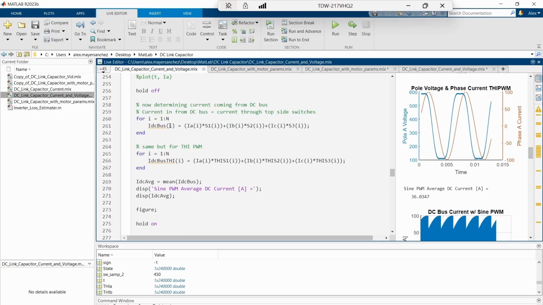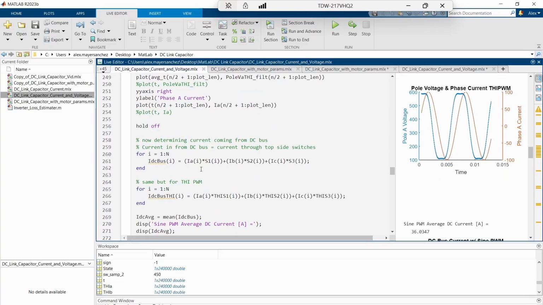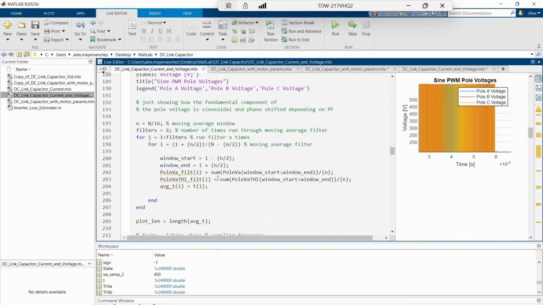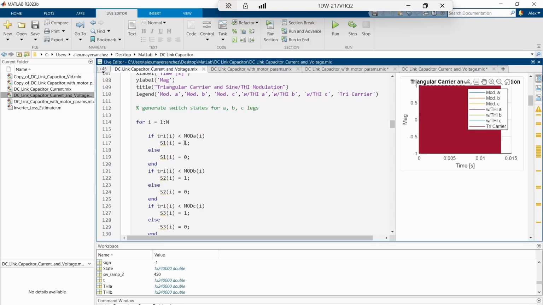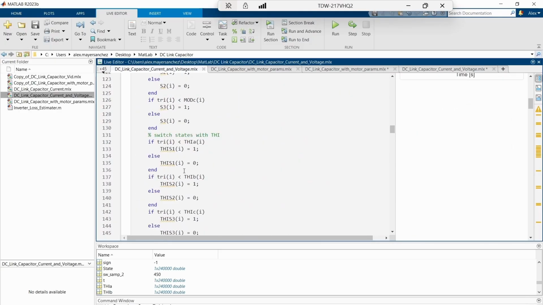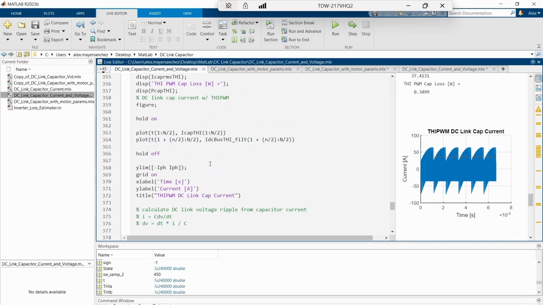So current from the DC bus is going to be equal to current in phase A times the state of switch 1. So this S1 variable is always going between, you can see it's either 0 or 1, and when it's 1 that means the high side switch is on.